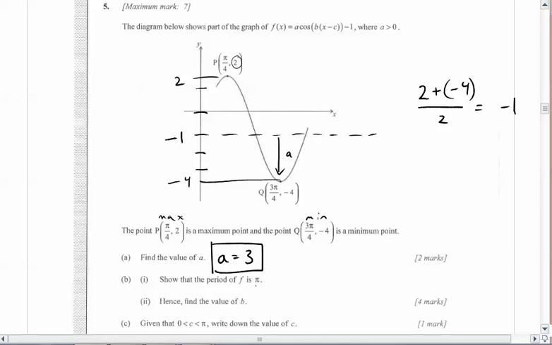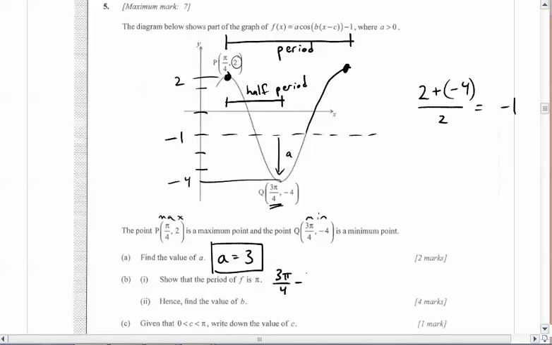Show that the period is pi. The period is the distance from one peak to another peak. There's the period. If I'm going from a maximum to a minimum, that would be half the period. So I can take the x-coordinate for the minimum, 3 pi over 4, minus the x-coordinate for the maximum, pi over 4, and I get 2 pi over 4, which is pi over 2. So that's half the period. Now if I take that number times 2, then I'll get the whole period.